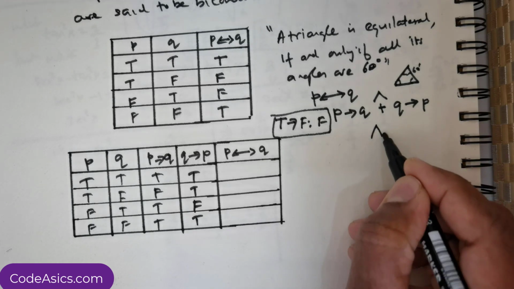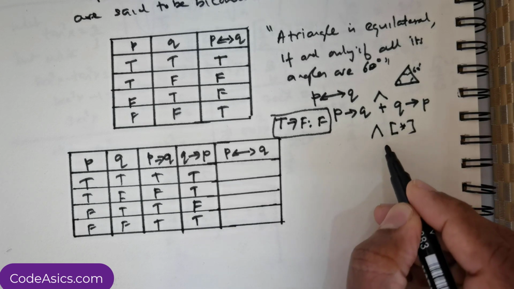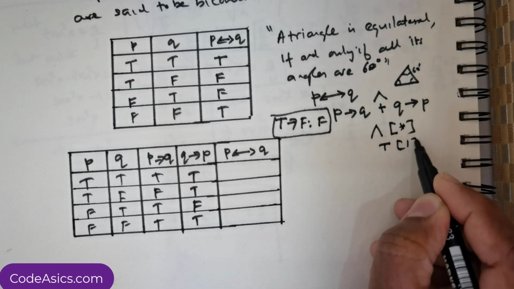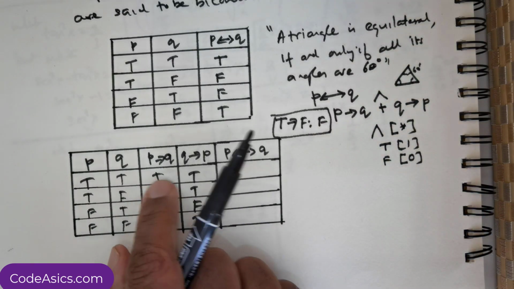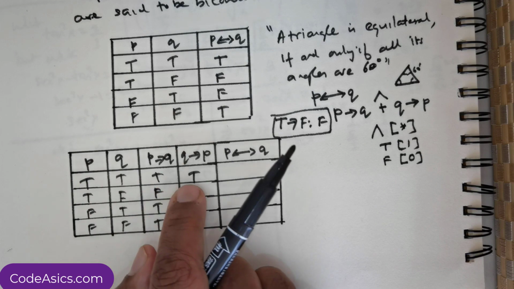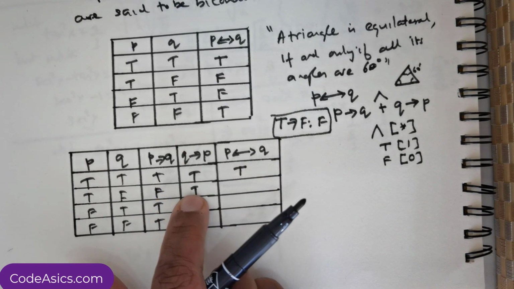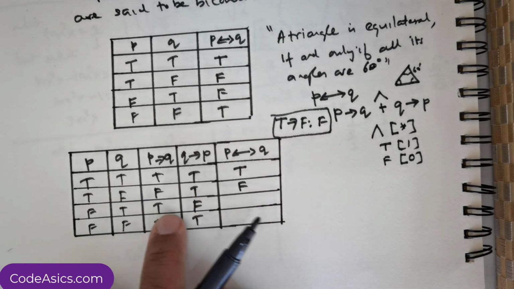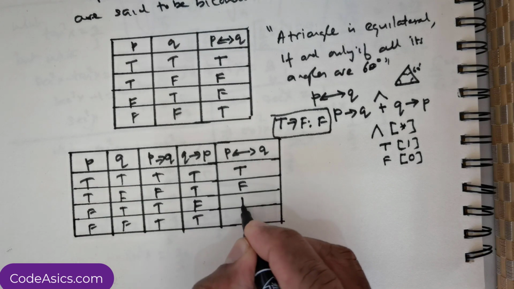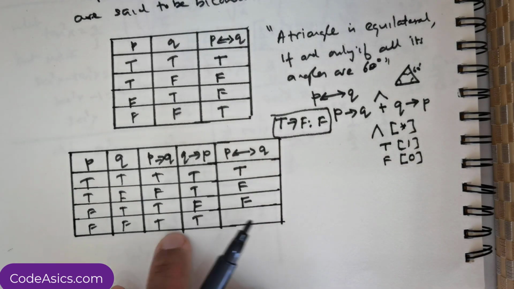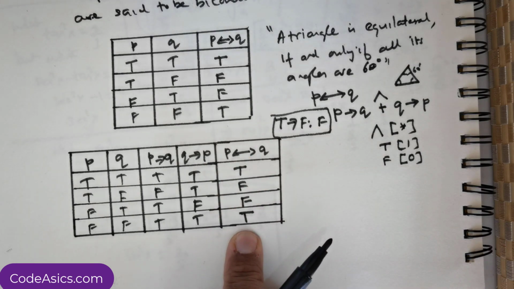Now, when you say conjunction, we are actually multiplying. Whenever you have a T, it is taken as 1. Whenever you have an F, it is taken as 0. So perform a conjunction here. T conjunction T, that's going to be T. 0 times 1, that's going to be F. T times F, 1 times 0, that's going to be 0, that's going to be F. T and T, that's going to be T. So this is going to be the outcome.